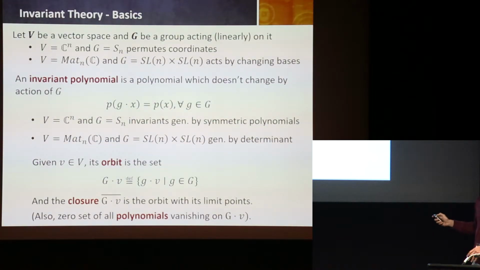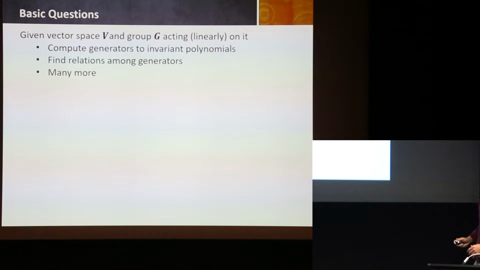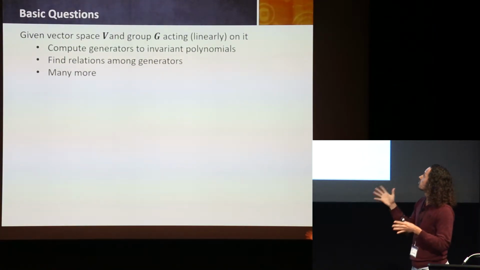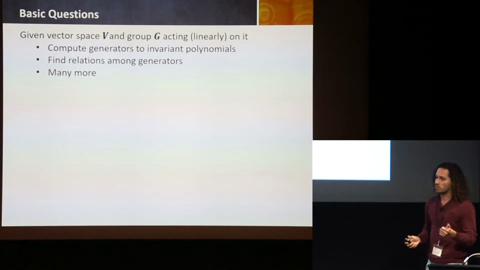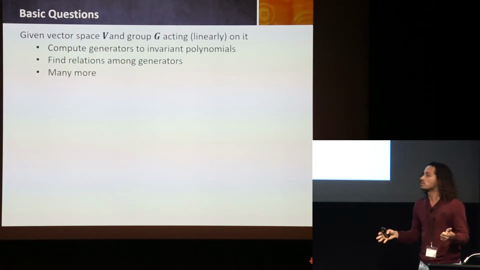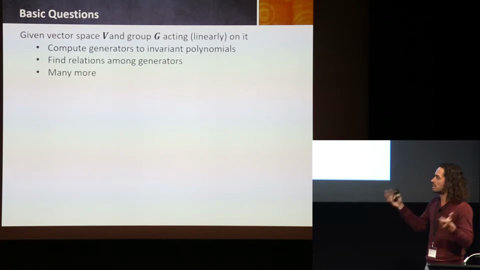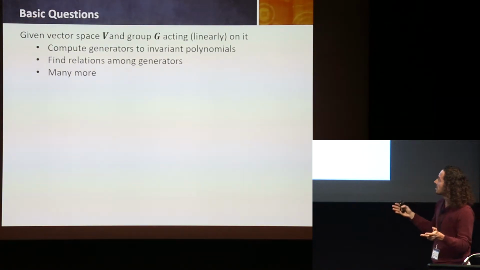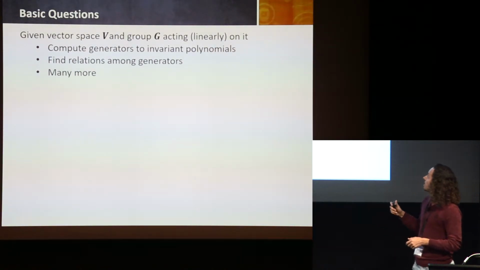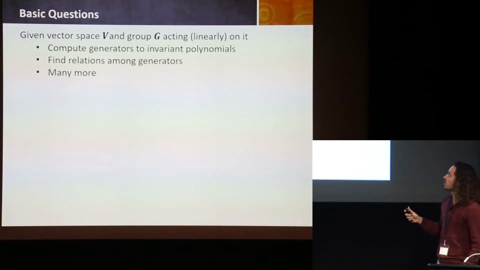Now, what are the basic questions in invariant theory? They're the following. Given a vector space and a group G acting on it, we want to compute the generators of the invariant polynomials. And we want to find relations among these generators. We don't need to be like just the basis. And we have many more. And this is only on the polynomial part, on the algebraic part.